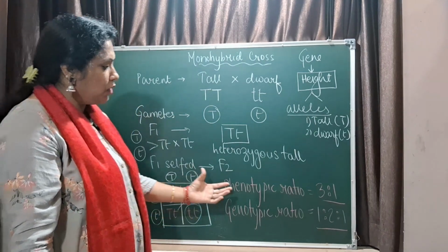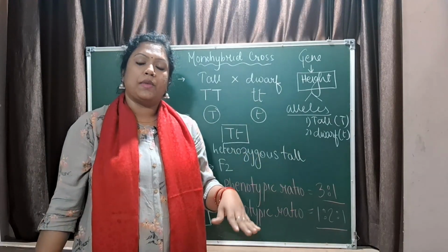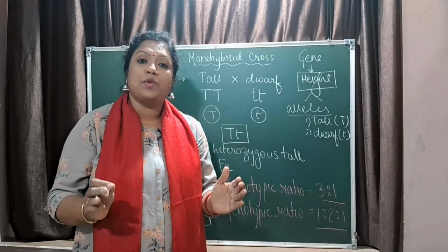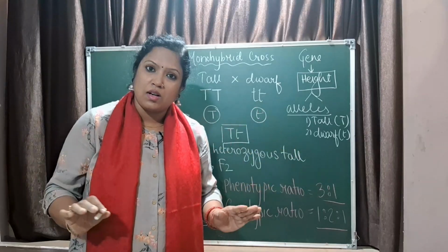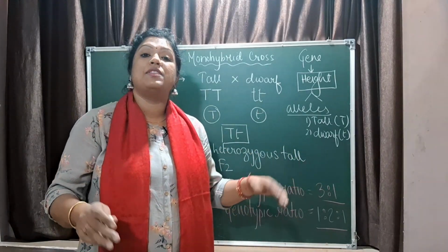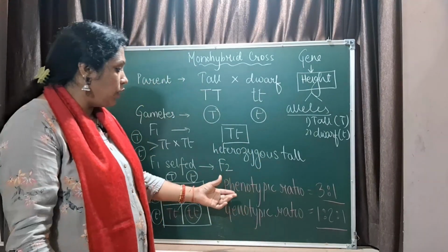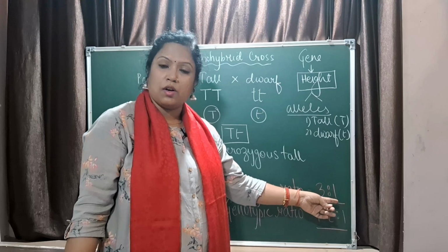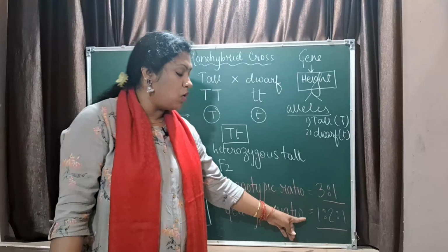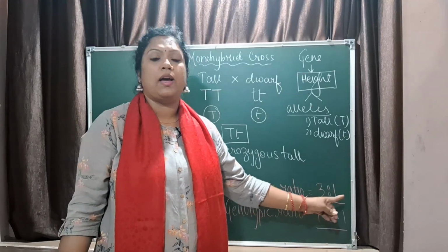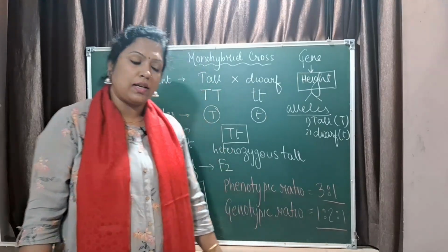Now I have to talk about the phenotypic ratio and the genotypic ratio. First, what is the difference between a phenotype and a genotype? Genotype is the genetic composition of an organism, or the complete set of genes present in an organism. Phenotype is the physical appearance, the observable traits in the organism. The phenotypic ratio is 3 tall and 1 dwarf, 3:1, and the genotypic ratio is 1:2:1, that is 1 homozygous tall, 2 heterozygous tall, and 1 dwarf. You need to write and mention what this 3 and 1 are along with the ratio in the examination.